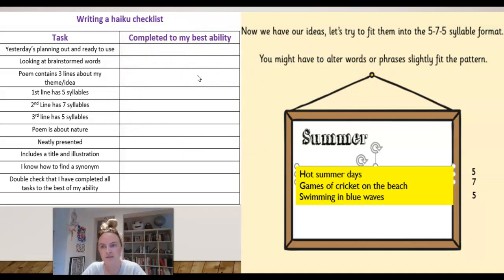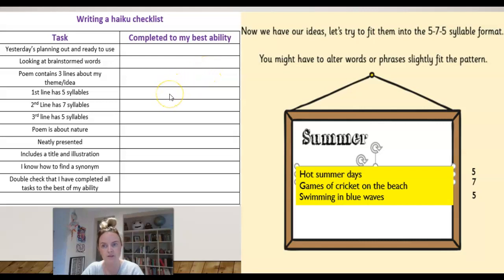The poem contains 3 lines about my theme and idea. So our idea was summer. Have we got 3 lines? Connor, can you count that for me? 1, 2, 3. Yes, the poem has 3 lines, so I can give that a tick.